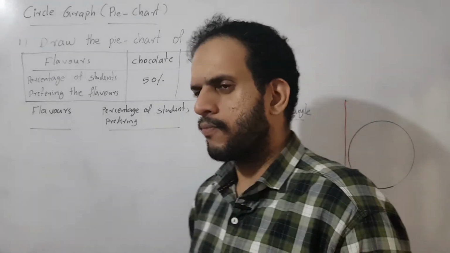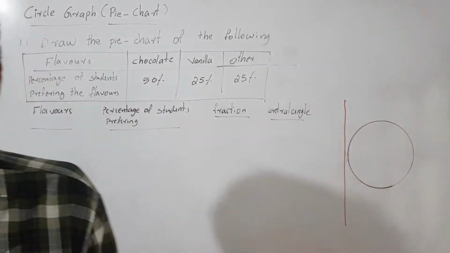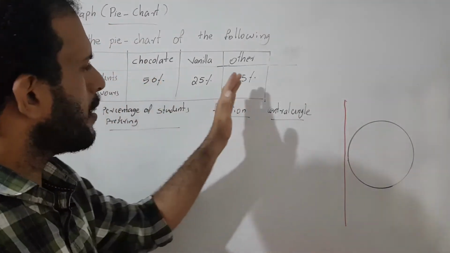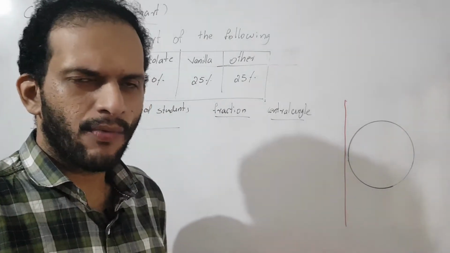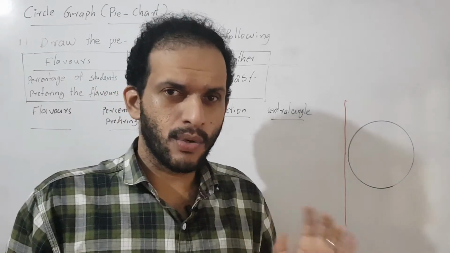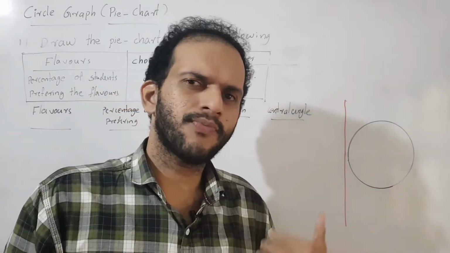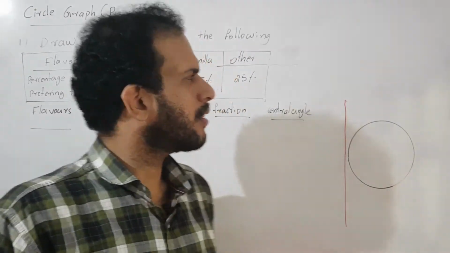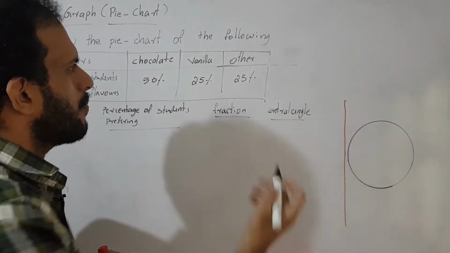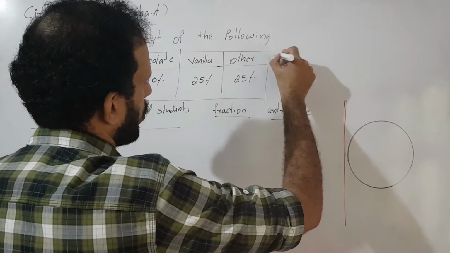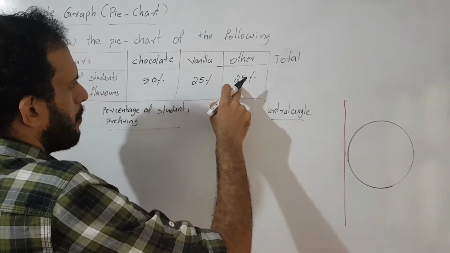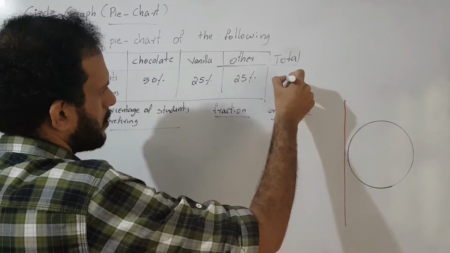Okay, then for drawing the pie chart, the first thing is to find the total of the given amounts. You must find the total. Sometimes it is given in the question itself, otherwise you must find it. Here the total is not given, so we just find the total. We make one more extra column, that is the total. Then 50 plus 25 is 75, 75 plus 25 is 100, so the total is 100.